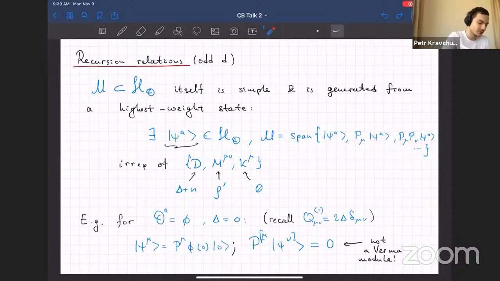So for example, if we recall our example, consider the case when the operator OA that generates HO is just the scalar. We can recall that the first level matrix of products was proportional to delta. So if we set delta equals 0, we find null states already at level 0, sorry, at level 1. And indeed, in this case, you can check that this state psi mu, which generates all other null vectors, is just given by P mu acting on phi.